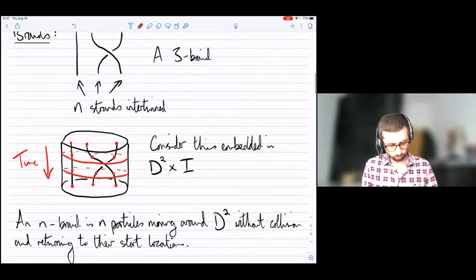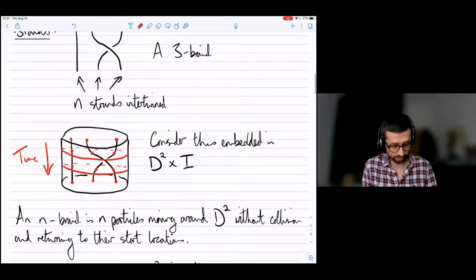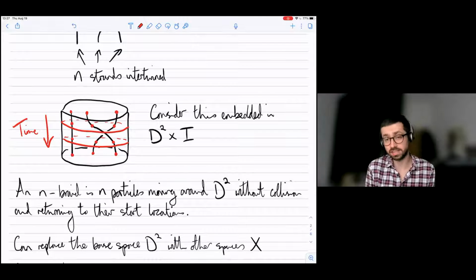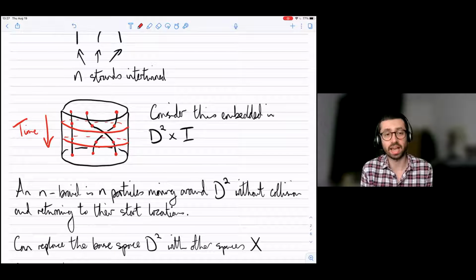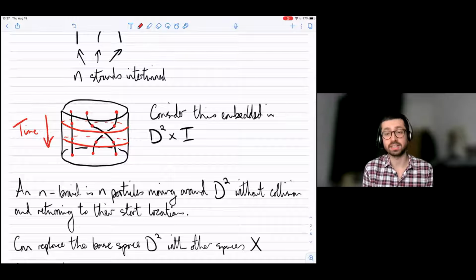One reason why this is a nice way to consider a braid is that it's quite easy to generalize. We can simply replace the base space, the disk, with any other space we like. So in our case, we're going to be taking X to be a finite connected graph.